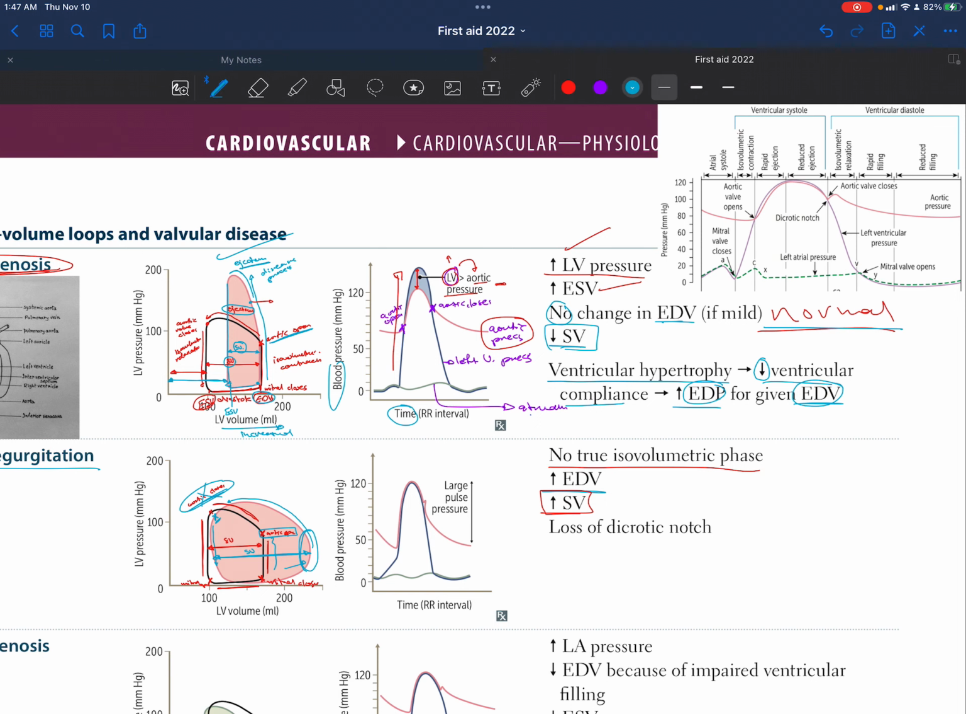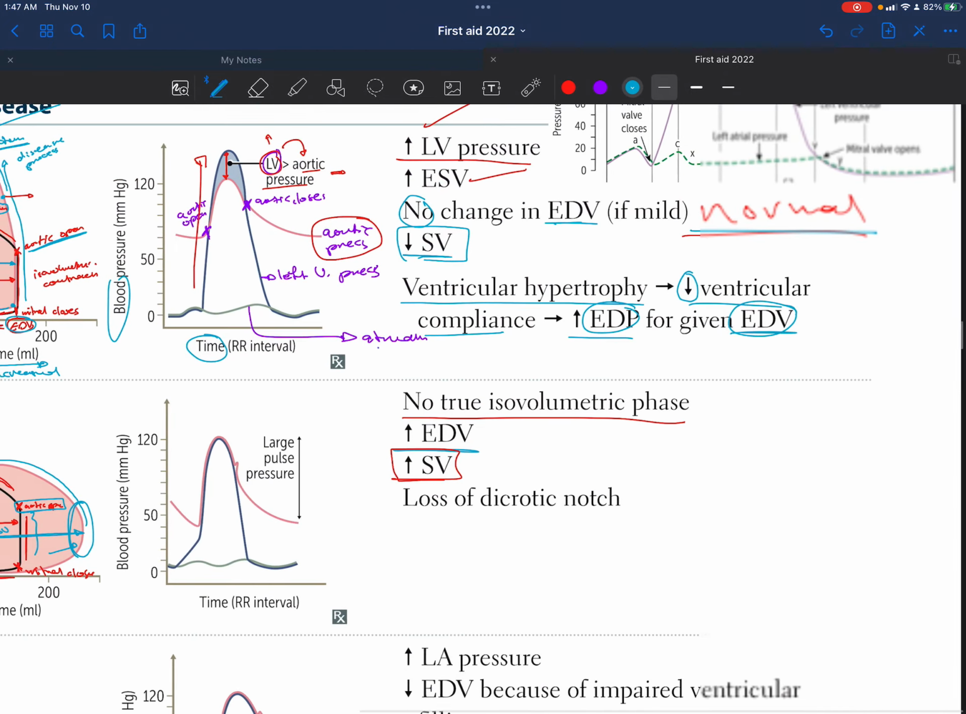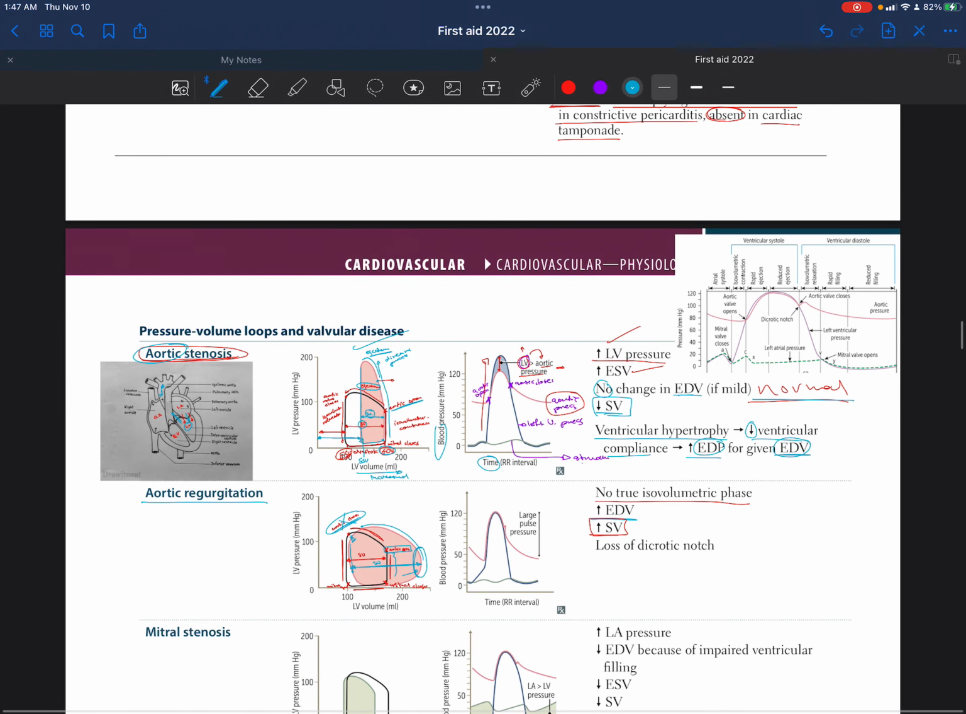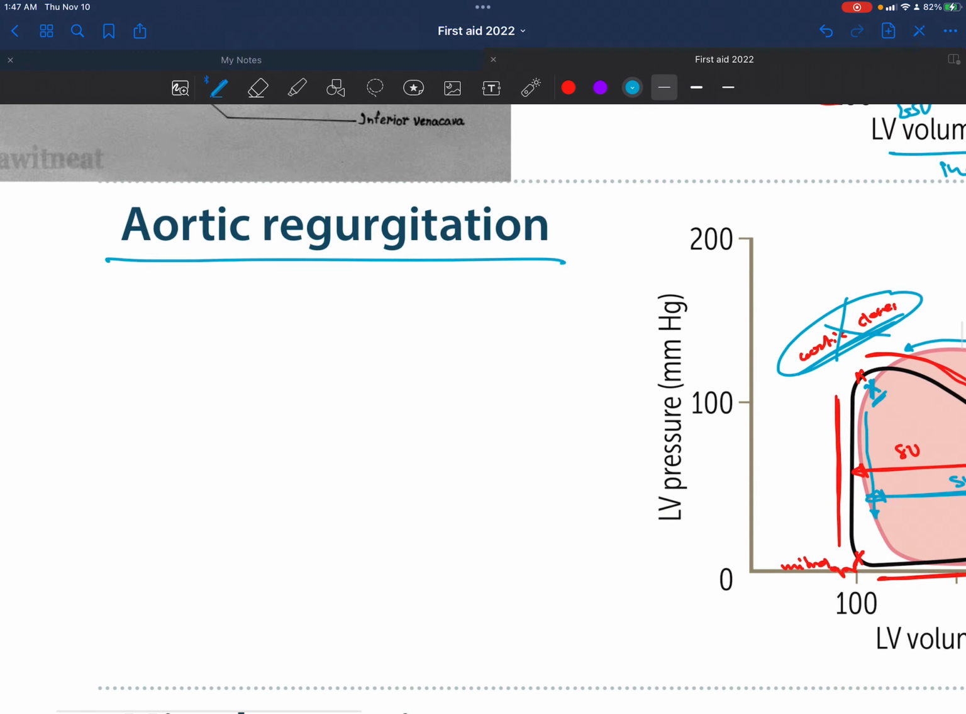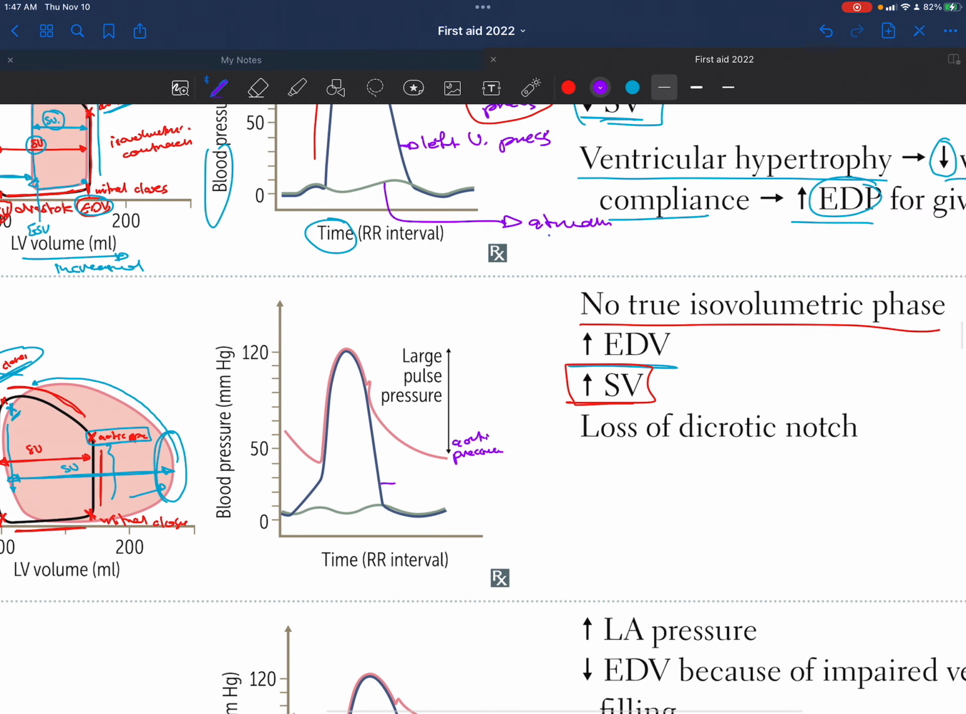Okay, so now for the other graph. Again, this is completely the same as the normal when we compare it to the normal. The pink curve should be the aortic pressure. Okay, so we have the aortic pressure over here, and the blue is the left ventricular pressure, and the green curve is the atrial pressure.